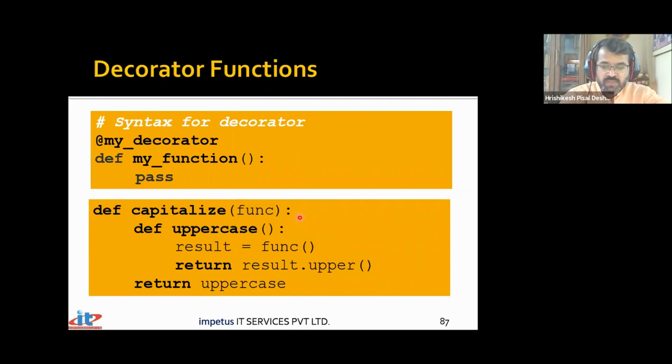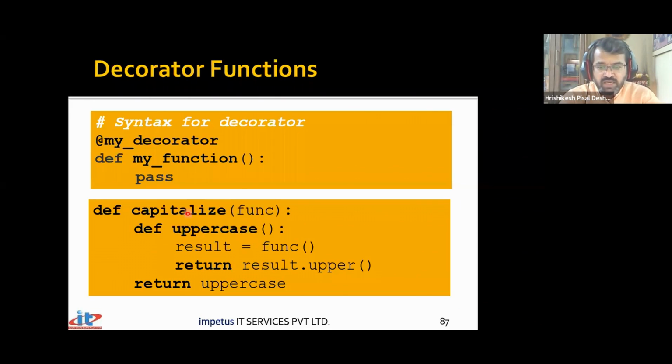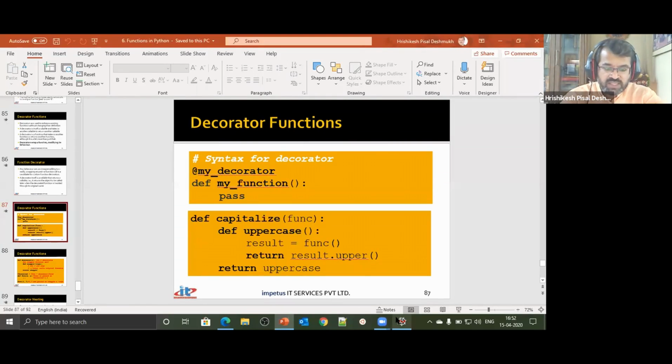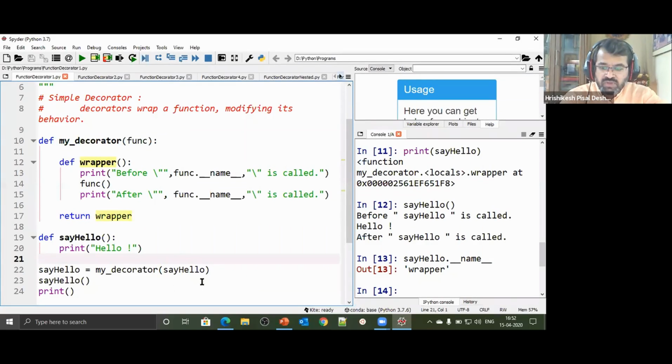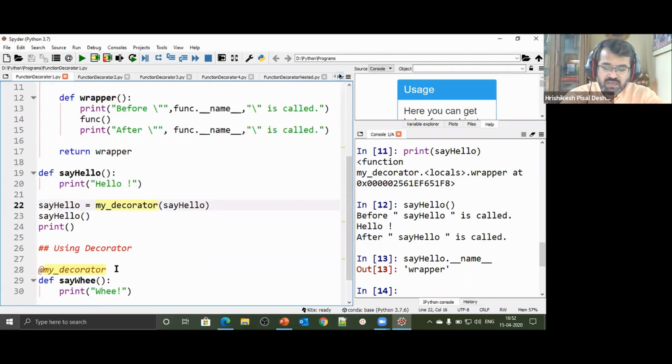So suppose I have a function called capitalize that takes one function as a parameter and returns another function as a result. This is a wrapper function, as per the last example. And I would like to use this capitalize. So what I'll do is I'll decorate it. Let me just show you with the help of an example. Now here we use this earlier syntax. This was traditionally how it was done. Now I'll not be doing that.